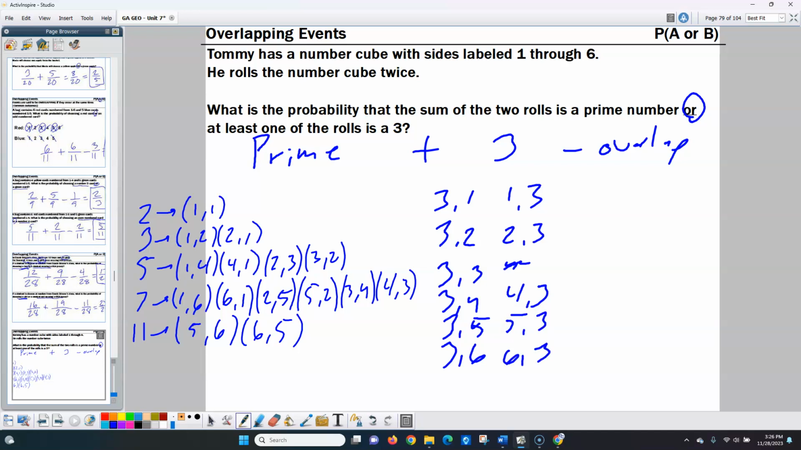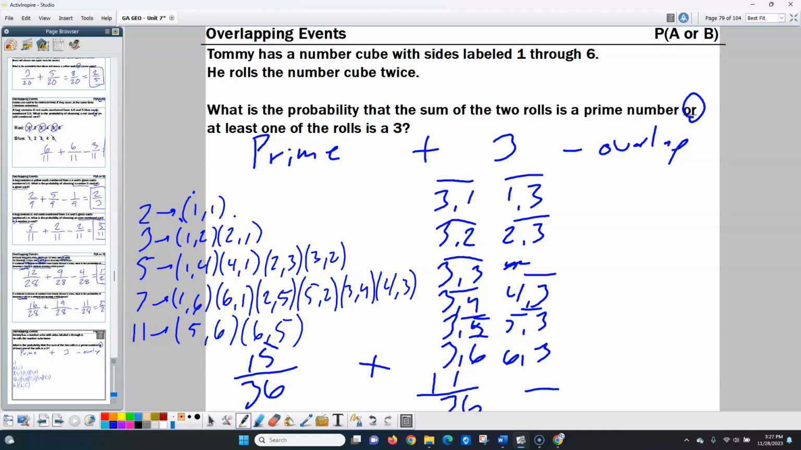Okay? So, how many ways could I roll a prime number? I know that's a lot of writing. You push pause, all that kind of stuff. So, how many ways could I roll a prime number? I'm counting over here on the left side. 1, 1 would be 1. 1, 2, 3, 4, 5, 6, 7, 8, 9, 10, 11, 12, 13, 14, 15 out of 36 ways to roll a prime number. Or means add. How many ways could I roll at least one of them a 3? That's 1, 2, 3, 4, 5, 6, 7, 8, 9, 10, 11 out of 36 ways to roll at least one of them a 3.